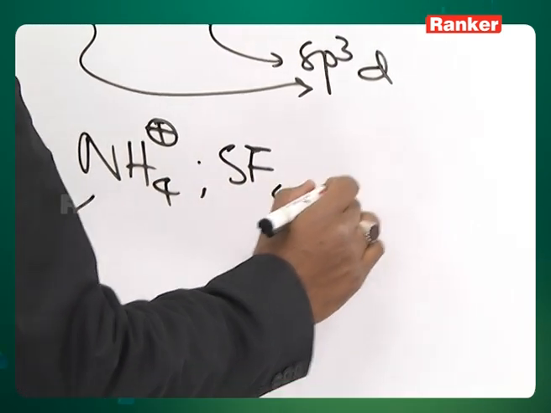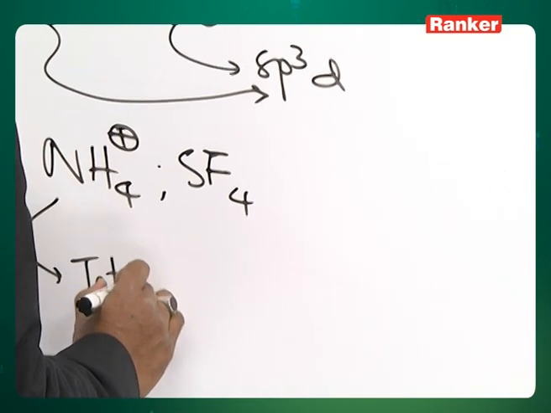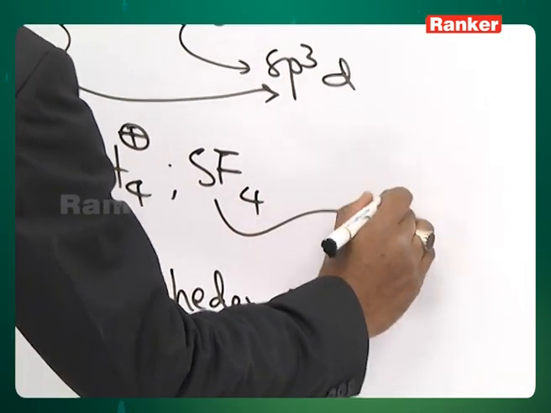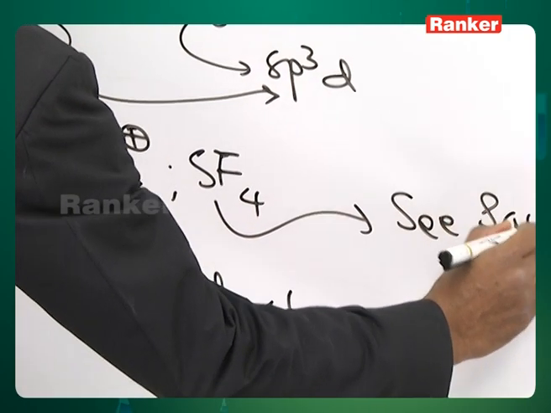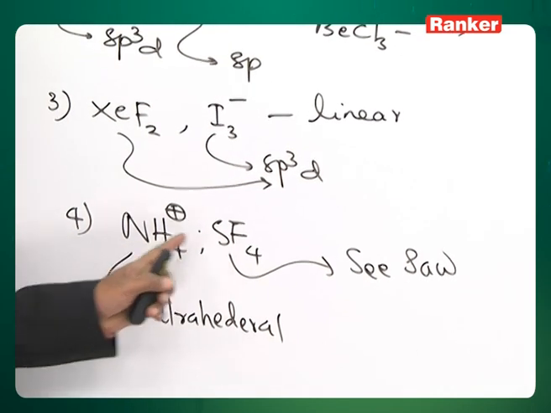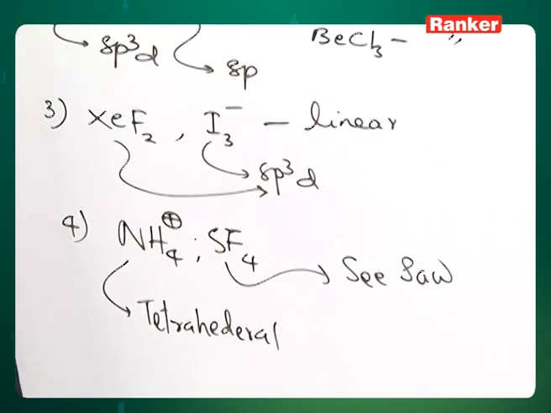NH4 plus and SF4 plus differ in their geometries. This is tetrahedral, SF4 is seesaw shape. This has got one lone pair. This is sp3, this is sp3d hybridization, no doubt, but they differ in their geometries also.